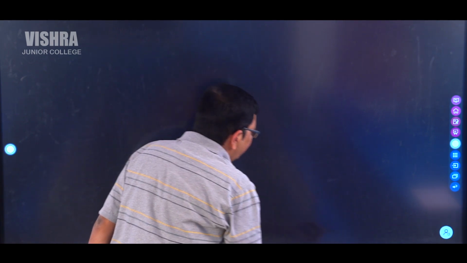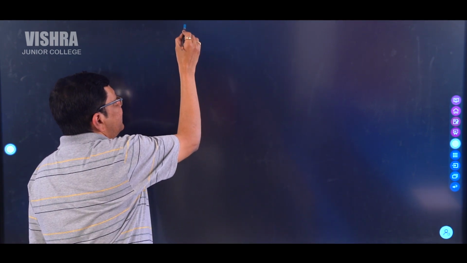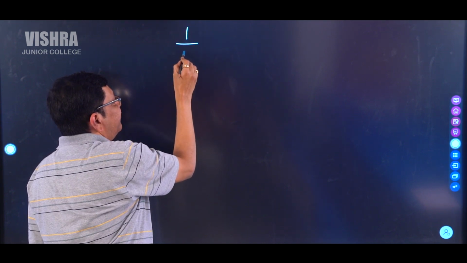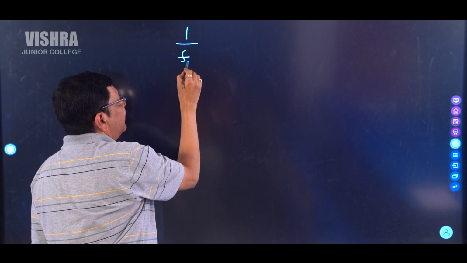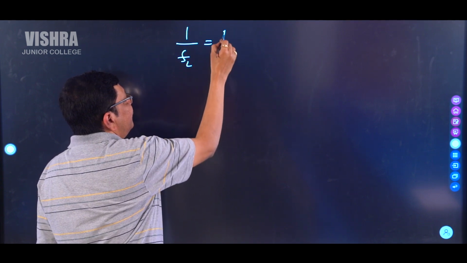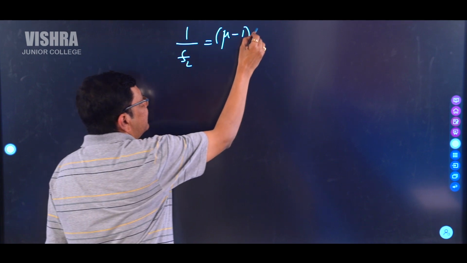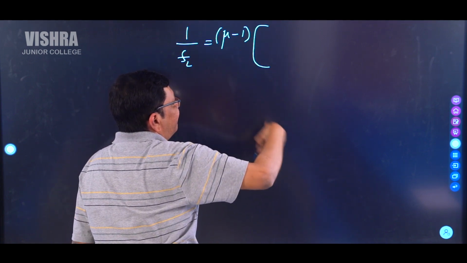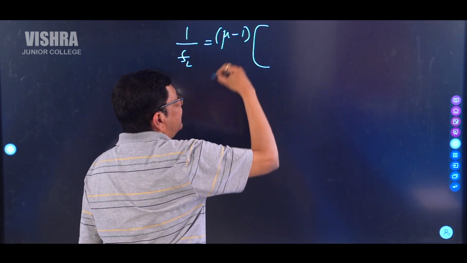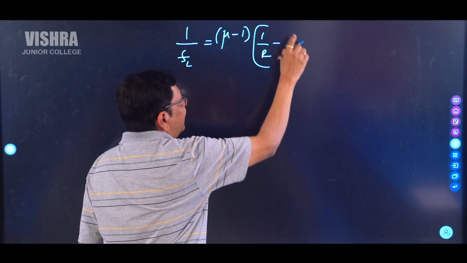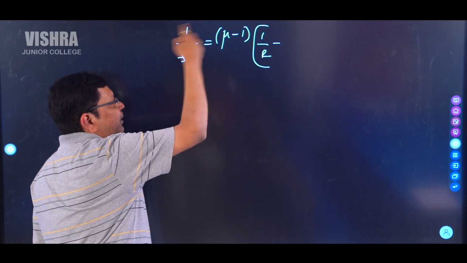So I only have to calculate the focal length in case of the lens. Let us go for the focal length of the lens. Using the lens maker equation, the surrounding medium is air, refractive index 1, so 1 upon focal length of the lens equals mu2 minus mu1. The lens material is mu, this is 1. And for the first surface, the radius of curvature is positive R according to sign convention, so 1 by R1 minus 1 by R2.